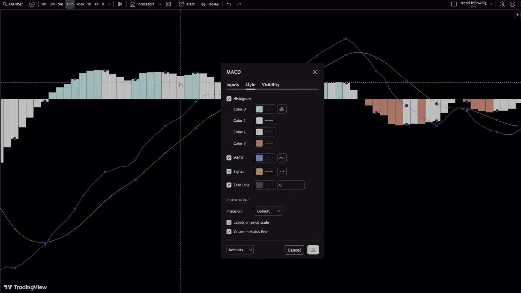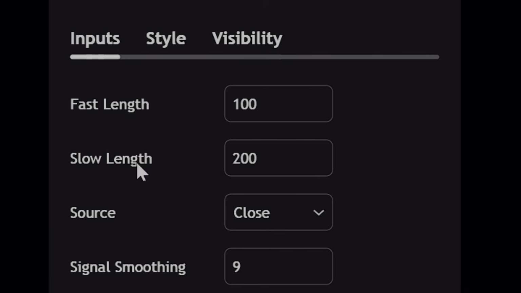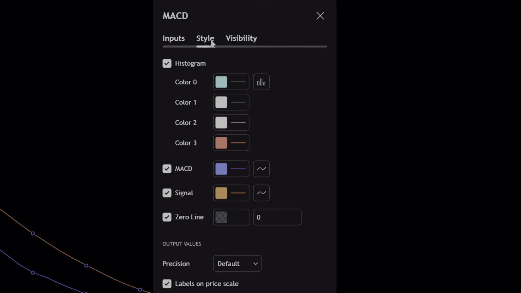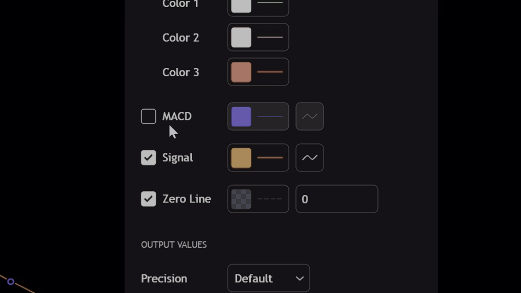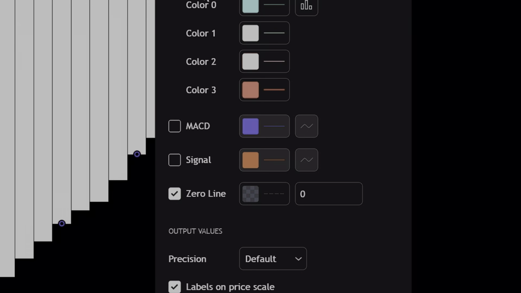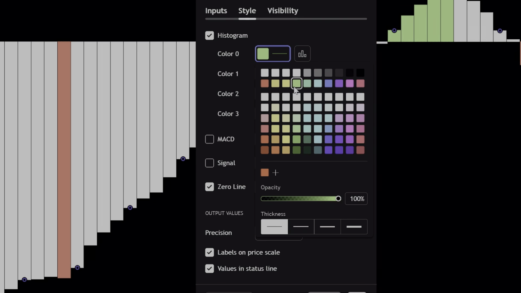Open the settings. In the Input tab, change the fast length to 100. Then change the slow length to 200. This stretches the MACD to line up with our Ichimoku signals. Next, clean up the look. Go to the Style tab and uncheck everything except the histogram. We don't need the MACD line or the signal line, just the bars. Make it easy to read. I usually set the bars above 0 to green, below 0 to red, and neutral bars gray or white.